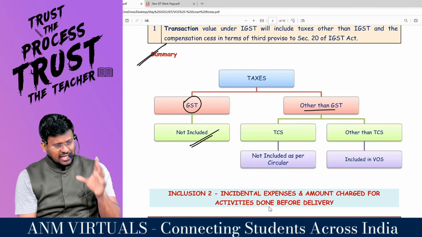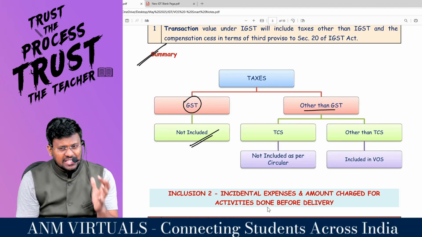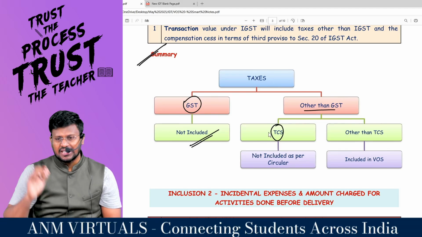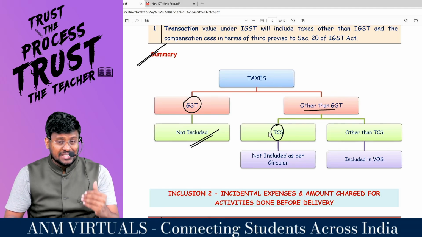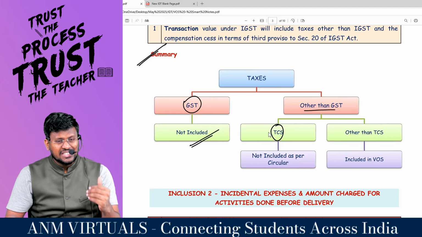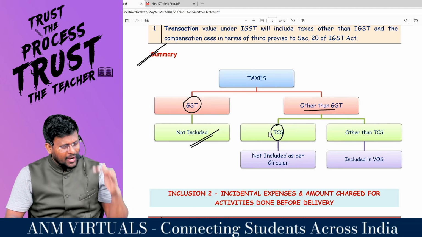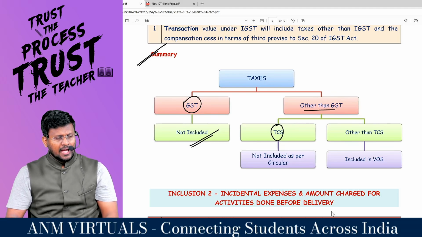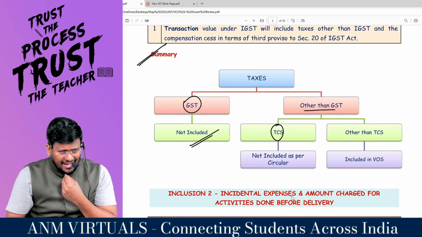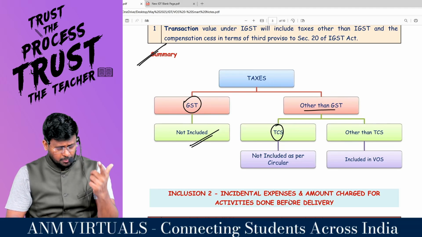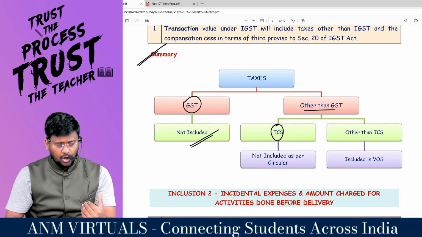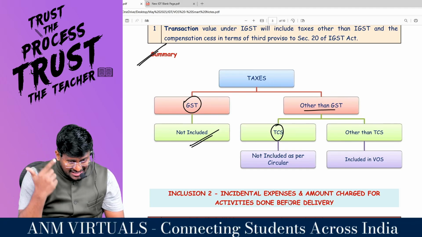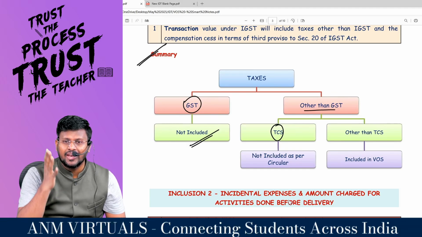For that, sir, CBIC has issued a circular. We would have heard about TCS in the Income Tax Act, right, sir? Section 206C subsection 1, like 1F, 1C, 1G, all those things. Actually, if you are a supplier of specified goods or motor vehicles of value more than 10 lakh and so on, you will be collecting TCS. Am I right, sir? That TCS should not be included in the value of supply.